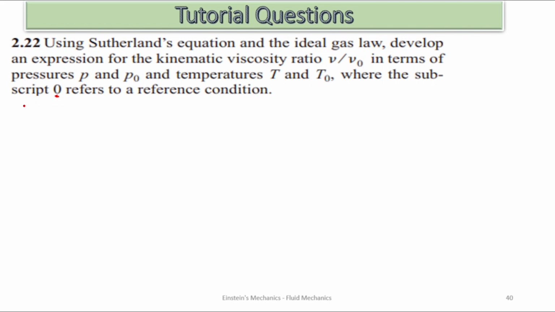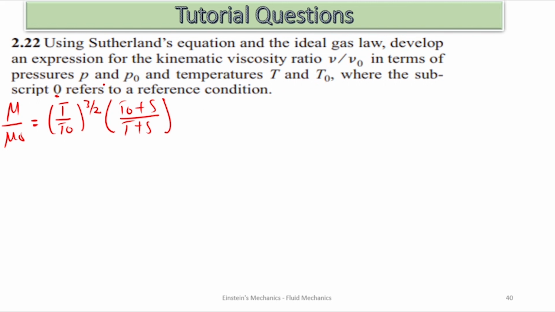How do we, you see, for the Sutherland's equation, let's see, mu on mu naught equal to T on T naught to the power 3 on 2 multiplying T naught plus S on T plus S. This is the Sutherland's equation. There is no pressure given. So we have to develop another equation with pressures. Now, we are not going to relate it to the dynamic viscosity again, but here it will be in terms of the kinematic viscosity.